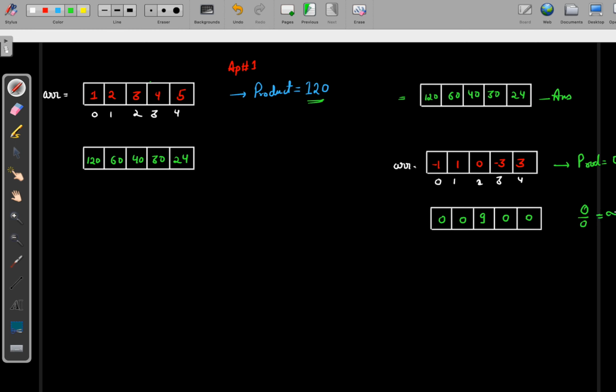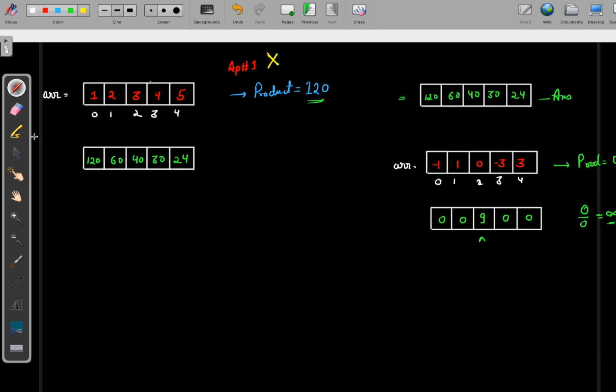Okay, but you want 9 here. So that is not possible, right? When there are some zeros in it, you won't get a correct answer there. So this approach won't work. This will be a failed approach.